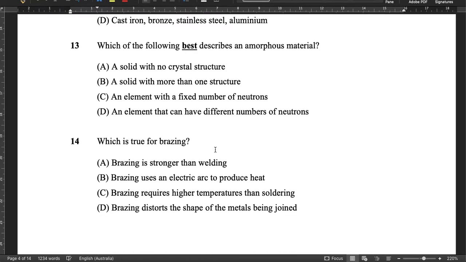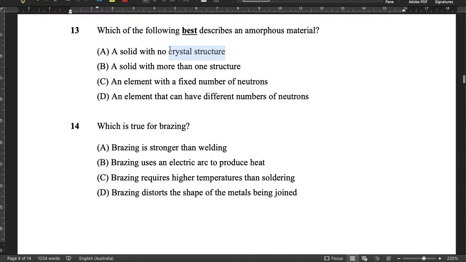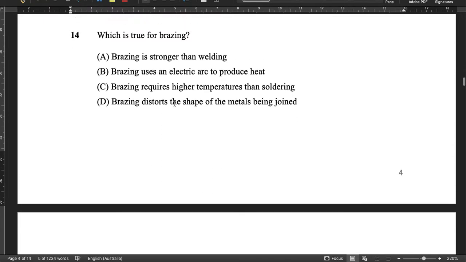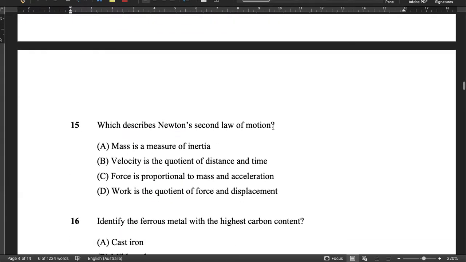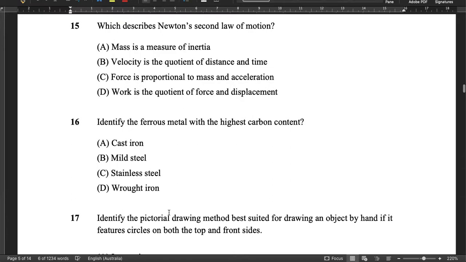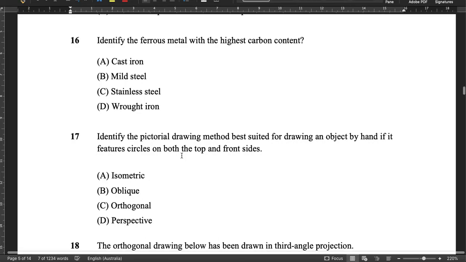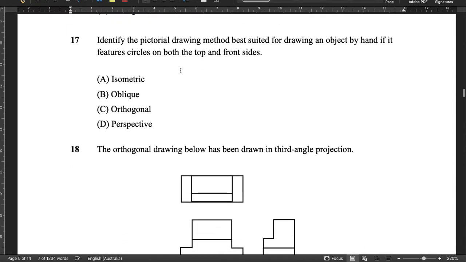Which of the following best describes an amorphous material? One with no crystal structure. That's A, I think. Again, I might get some of these wrong because I'm going through them very quickly. Which is true for brazing? Brazing requires higher temperatures than soldering. Newton's second law is force equals mass times acceleration, F equals ma. Identify the ferrous metal with the highest carbon content. That is cast iron. Wrought iron has none, or almost none.